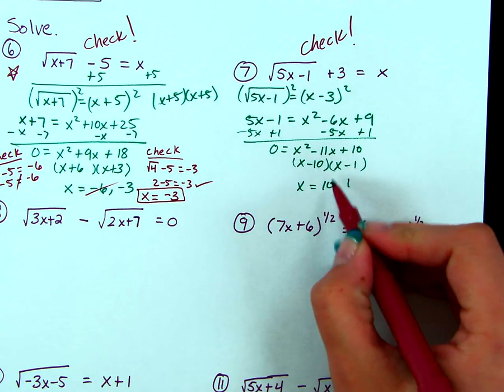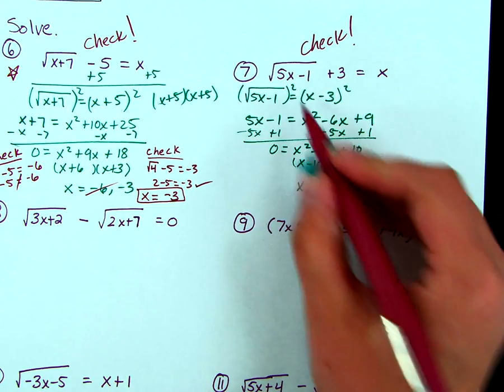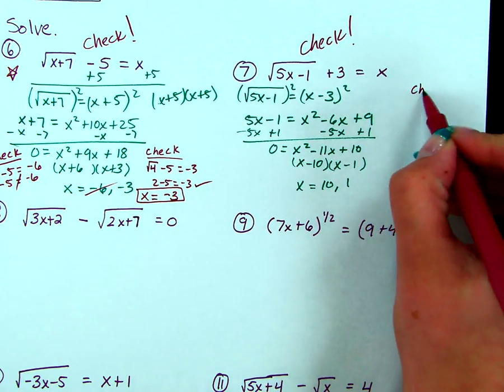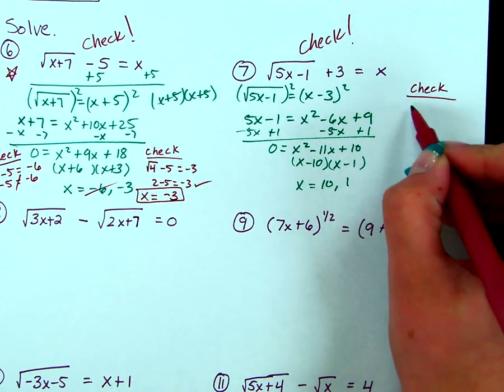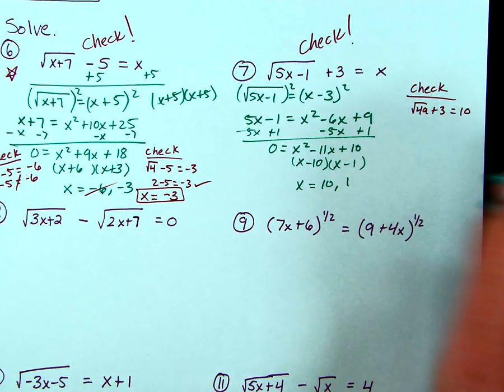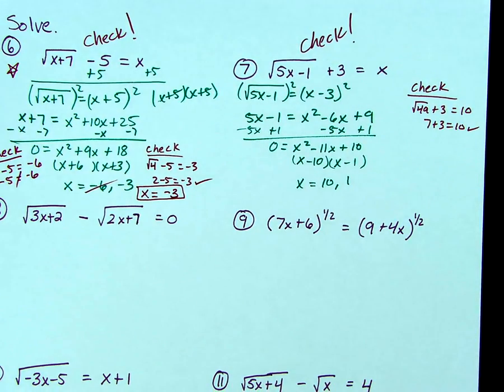Again, we're going to plug 10 in for both of the x's. If we do a little bit of mental math here, 5 times 10 is 50, minus 1 is 49. So we'll have the square root of 49 plus 3 equals 10. So 7 plus 3 equals 10. Yep, that's a true statement.